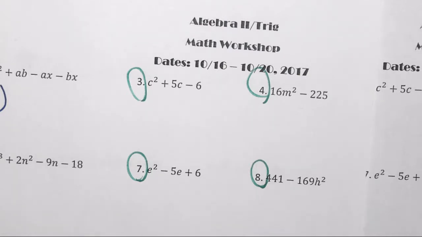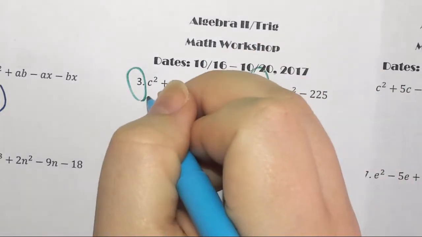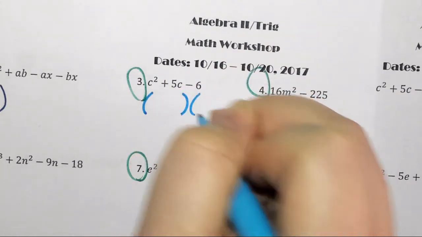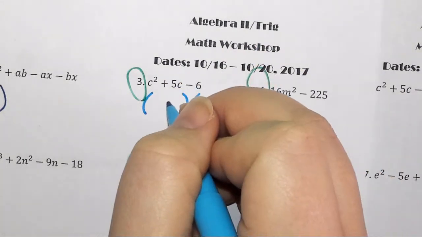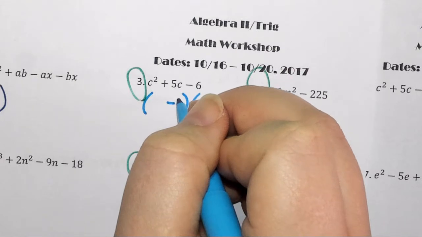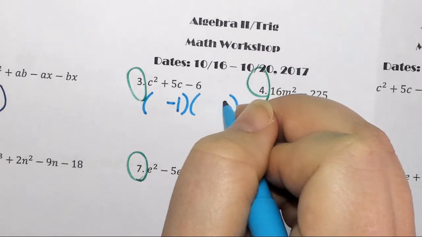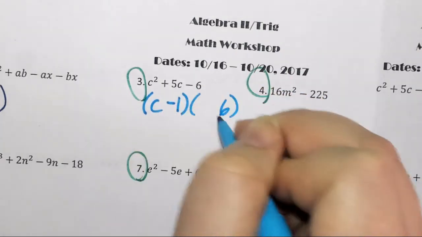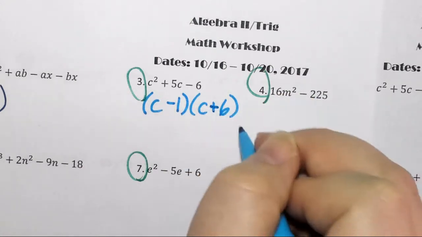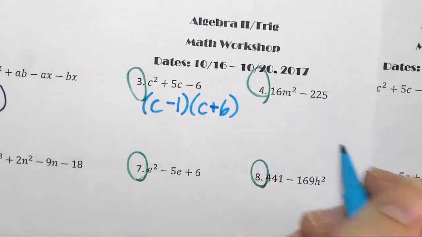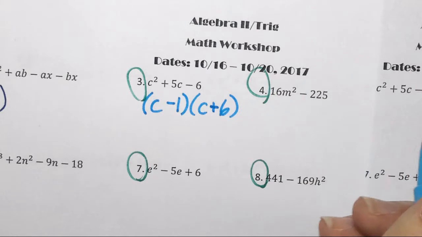Number 3, I need 2 things that add to give me 5 and multiply to give me negative 6. Negative what and what? Negative 1 and 6. So 6 minus 1 is positive 5. Negative 1 times 6 is negative 6. And you are correct, and you may get a point.